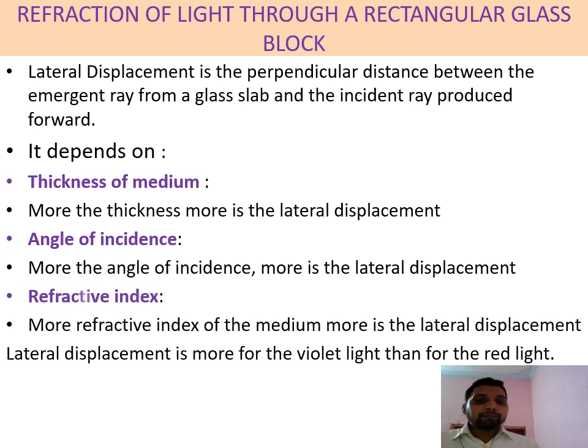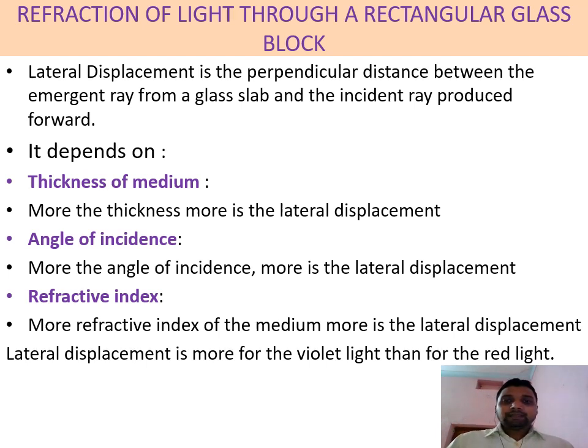And it also depends upon the refractive index. If the refractive index of a medium is more, the lateral displacement is also more. As we have discussed earlier, violet has the maximum refractive index and minimum speed of light. Red has maximum speed of light and minimum refractive index. So lateral displacement is more for violet and less for red. Lateral displacement depends upon thickness, angle of incidence and refractive index.